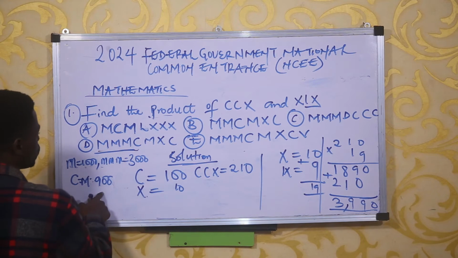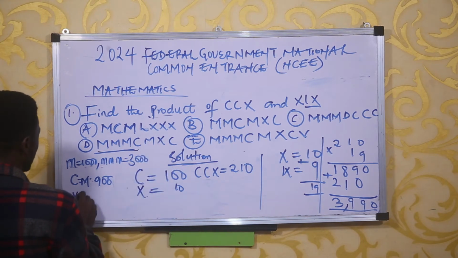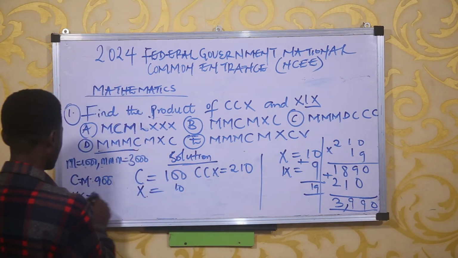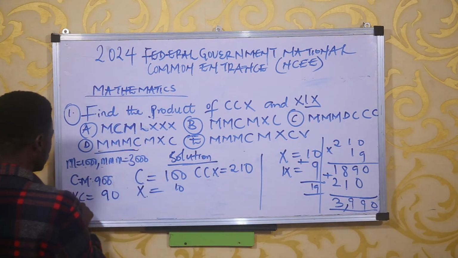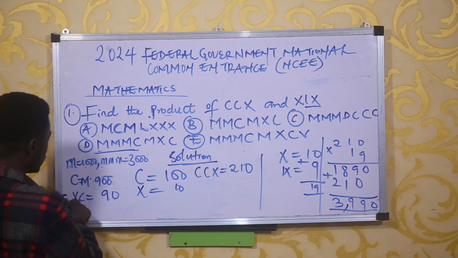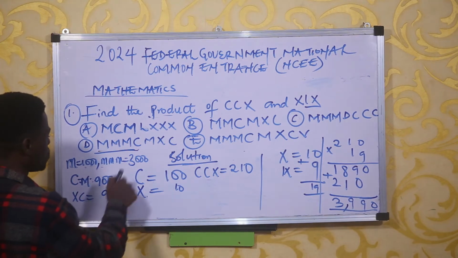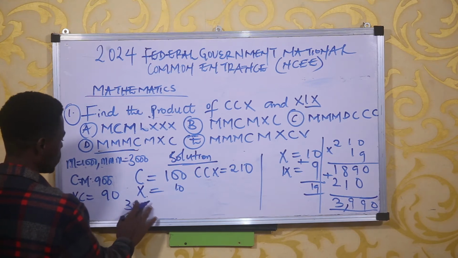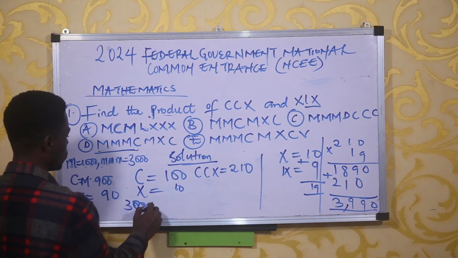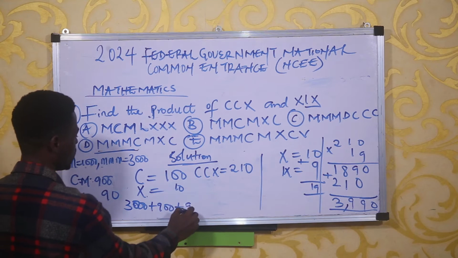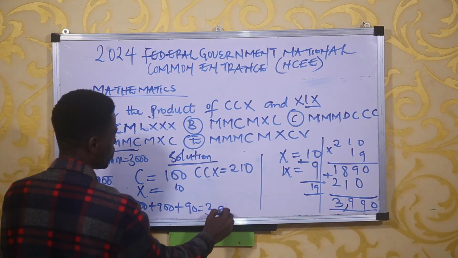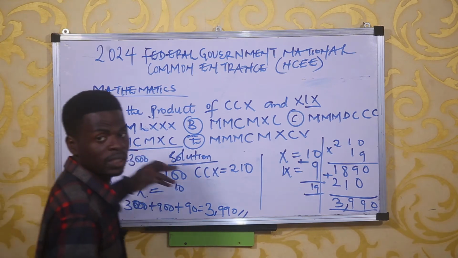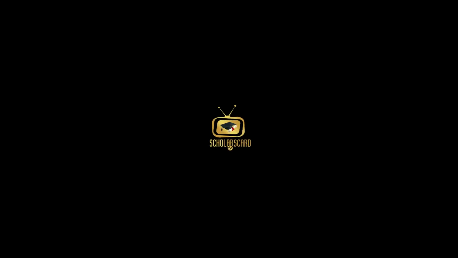So 3,900. Then our XC is 90, which is 100 minus 10, and that gives us 90. If you now look at it, 3,000 plus 900 plus 90 gives us 3,990. So definitely the option here is option D. Thank you.